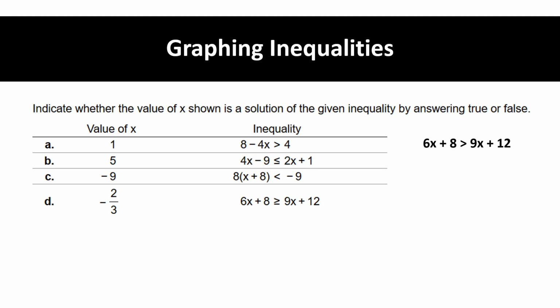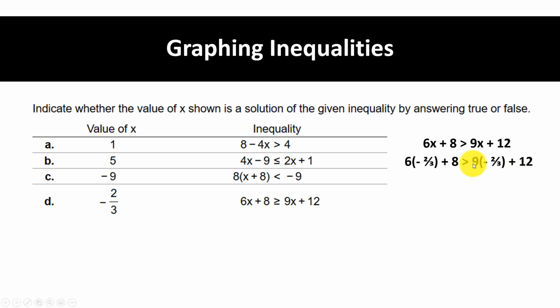And part d, x is a negative 2/3. Substituting in negative 2/3 in for x, we have 6 times negative 2/3 plus 8. Is that greater than 9 times negative 2/3 plus 12? If you remember how to multiply fractions, 6 is the same thing as 6 over 1. So we're going to take the top number times the top number and the bottom number, which is 1, times 3. So 6 times negative 2 is negative 12 over 1 times 3 is 3. So this is negative 12 over 3. Negative 12 over 3 is a negative 4.